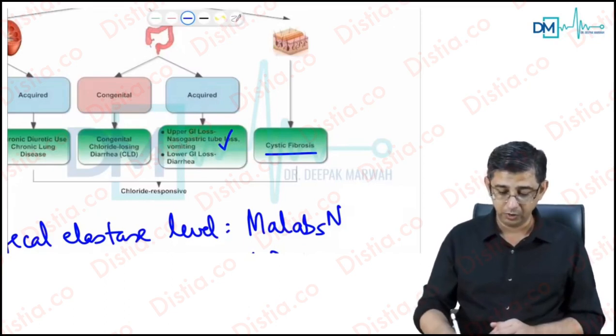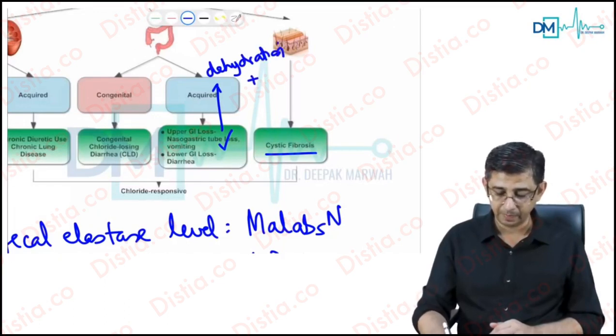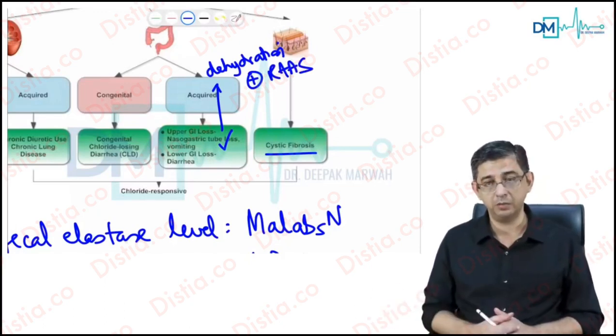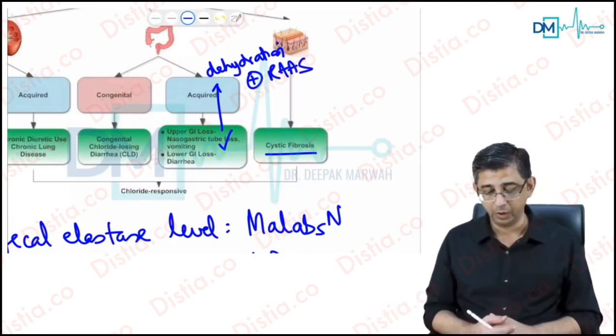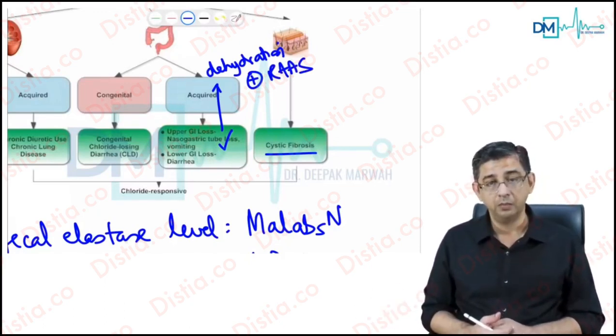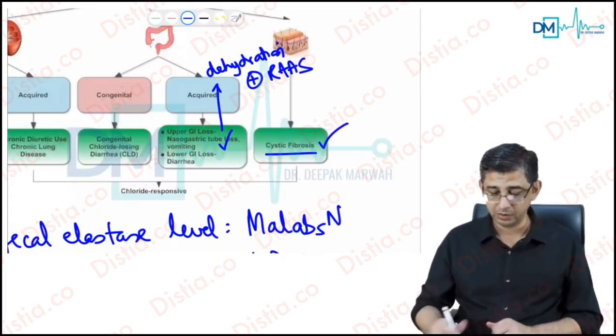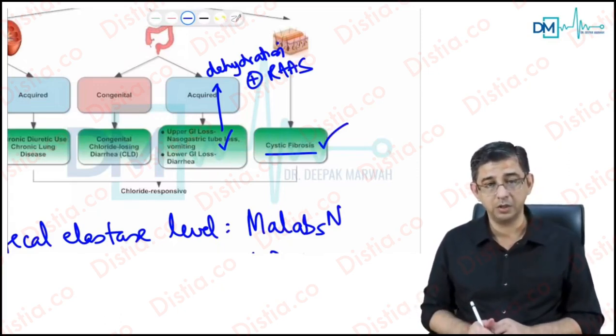Why? Because when you are having excessive nasogastric tube losses, there will be dehydration in the patient that will activate the RAS. An activation of RAS will upregulate aldosterone, and aldosterone will cause loss of potassium and hydrogen through the kidney. So there would be a metabolic alkalosis developing in the patient. But today I've told you that even cystic fibrosis contributes to metabolic alkalosis in a patient.